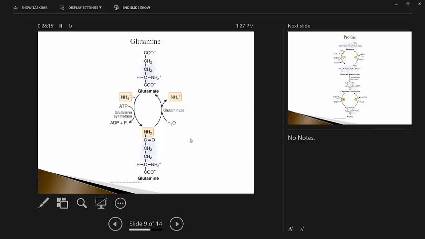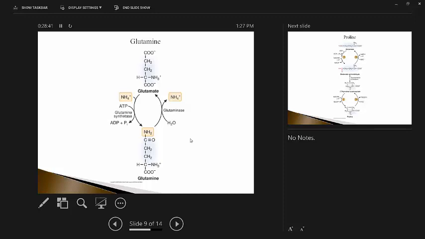Glutamine synthetase is really important in the brain. There's a lot of glutamine in the brain, and a lot of glutamate in the brain. Why? Because glutamate is what kind of neurotransmitter? Excitatory, right? It's excitatory. We'll come back to that again.